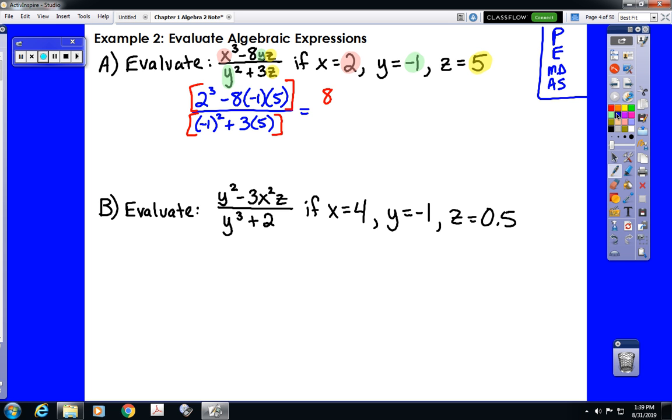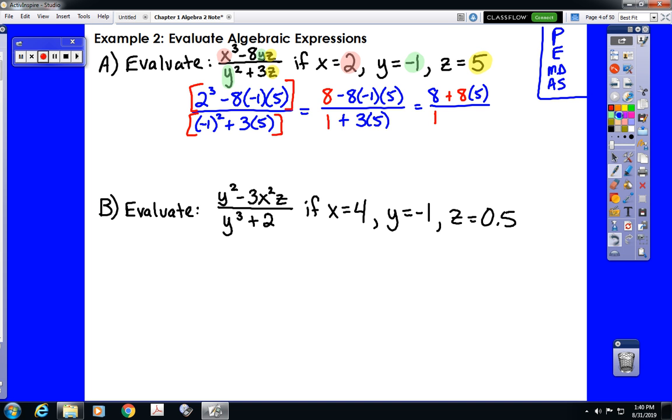Then we have minus 8 times negative 1 times 5 on the top. On the bottom, negative 1 squared is 1 plus 3 times 5. Now, at this point, we're done with exponents. We're now going to multiply and divide from left to right. So on top, the 8 stays. We do 8 times negative 1, and then times 5. And on the bottom, we do 3 times 5.